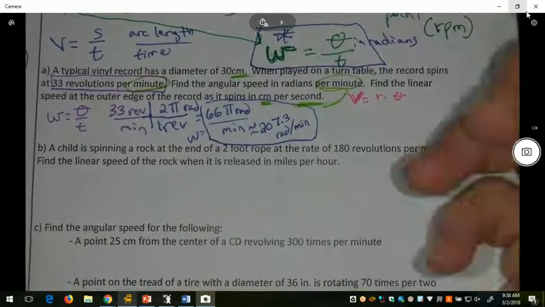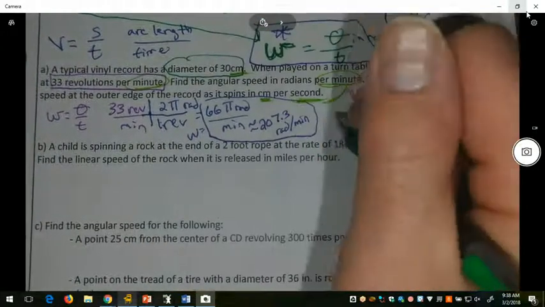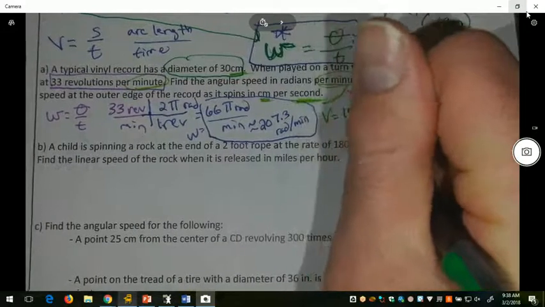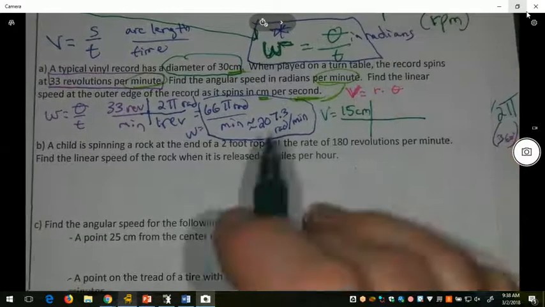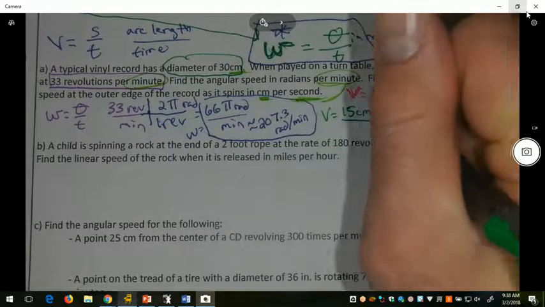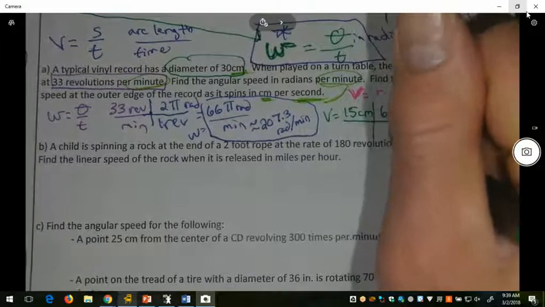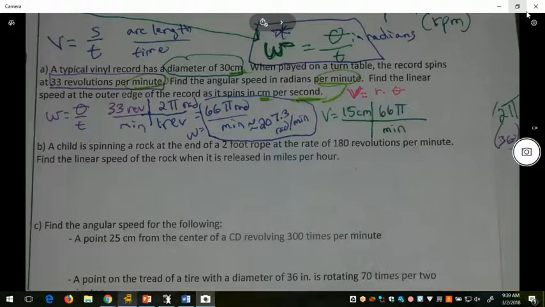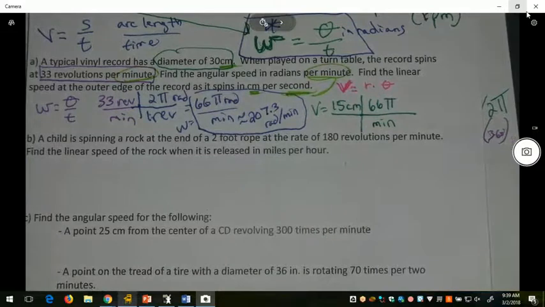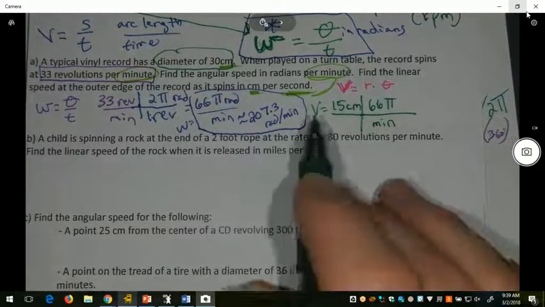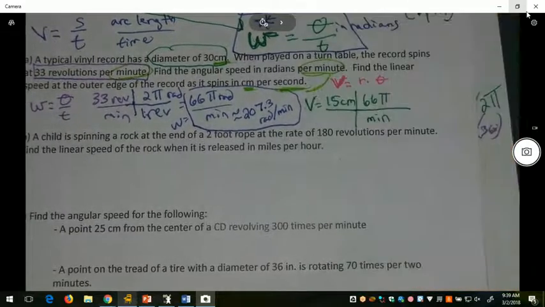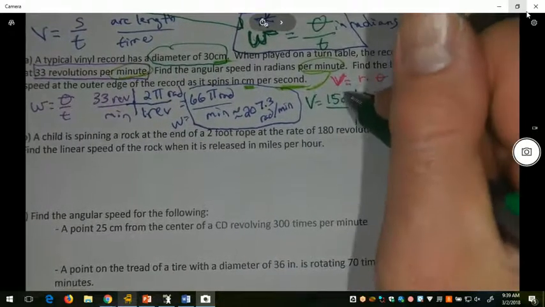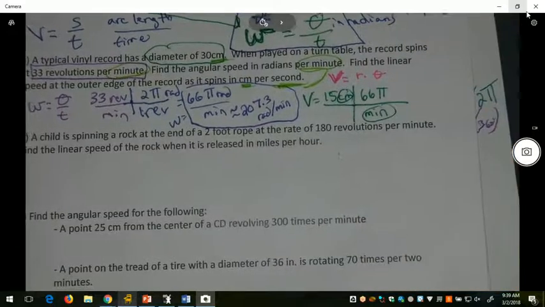What is the radius of this anyhow? The diameter is 30 centimeters, so the radius is 15. So I have 15 centimeters times, I'm not going to do the 207.3 because I don't want to have a rounding error. I'm going to do it times the 66 pi radians per minute, and I'm not going to write radians. When I multiply radius times radians, that unit goes away. I just have the centimeters then. So this is what I have right now. That is the linear speed, but what is it in right now? Centimeters per minute.